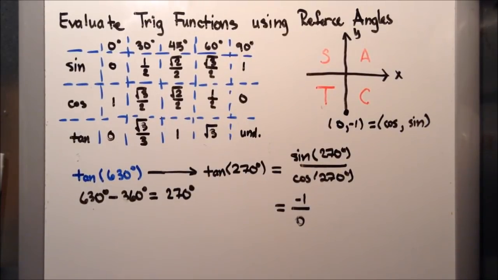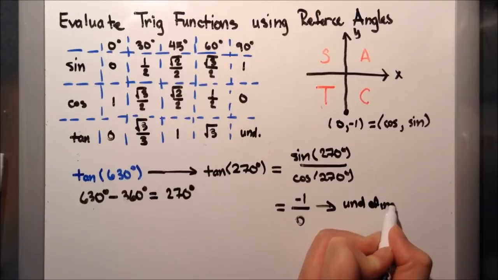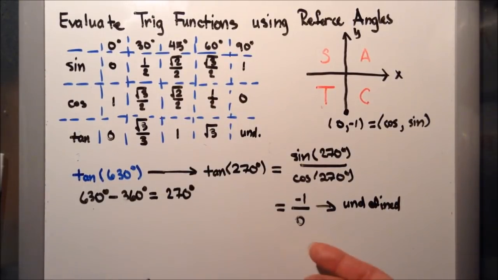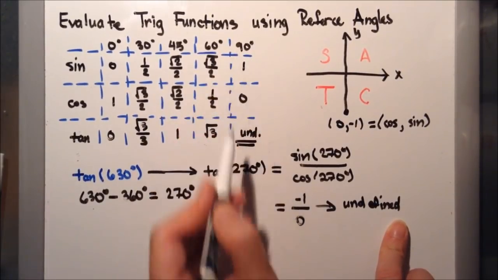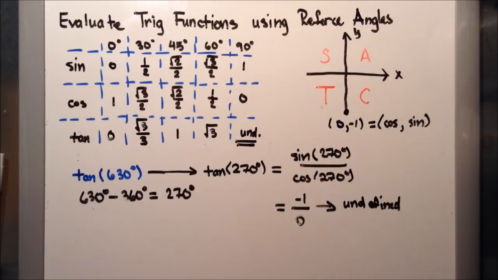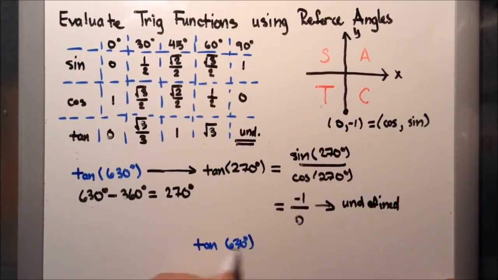Now, here's what I noticed. I have a 0 in the denominator. When you have a 0 in the denominator, that can only mean one thing: it's undefined. Same thing as how I put undefined for tangent of 90 degrees. So, let me rewrite. Tangent of 630 degrees is undefined.